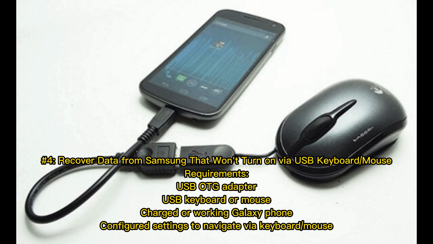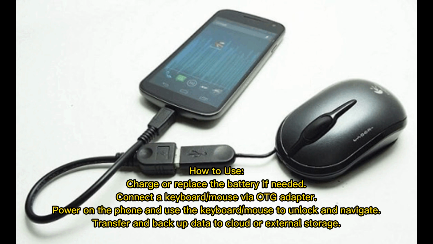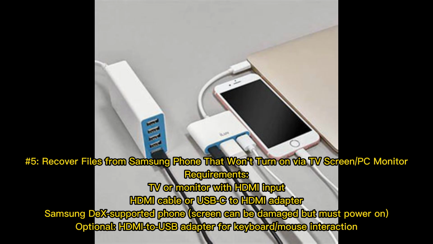Number 4. Recover data from Samsung that won't turn on via USB keyboard mouse. Requirements: USB OTG adapter, USB keyboard or mouse, charged or working Galaxy phone, configured settings to navigate via keyboard or mouse. How to use: charge or replace the battery if needed, connect a keyboard or mouse via OTG adapter, power on the phone and use the keyboard or mouse to unlock and navigate, transfer and backup data to cloud or external storage.